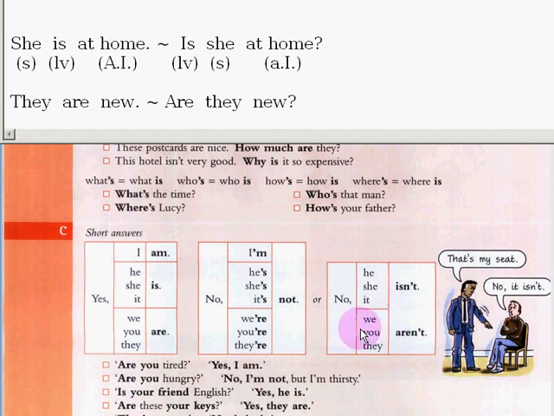Now, let's look at some questions right here. Are you tired? The answer is, yes, I am. Of course, this is a short answer, right? Are you hungry? No, I'm not, but I'm thirsty. Is your friend English? Yes, he is. Are these your keys? Yes, they are. That's my seat. No, it isn't.